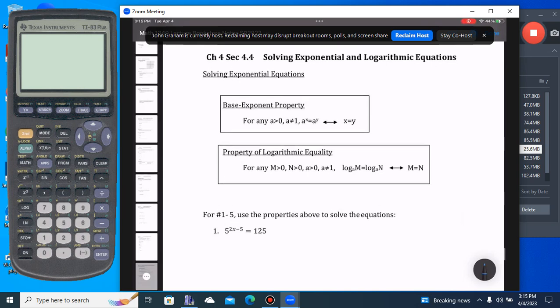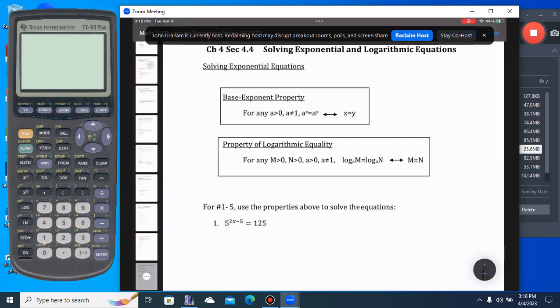A couple important properties here: if you are raising a value to a power, and then you're raising the same value to a different power, in order for those two to be equal, the two powers have to be equal. You can't raise the same number to two different powers and get a different number. It just doesn't work that way.